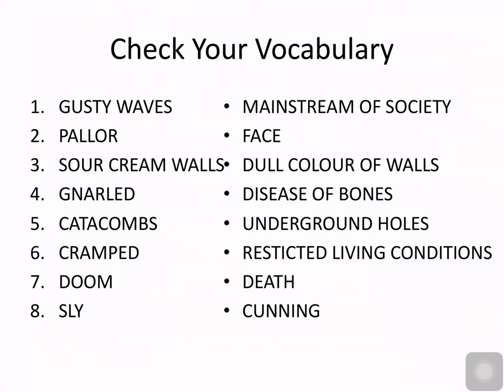Now check your vocabulary. The first phrase is gusty waves. Gusty waves actually refer to the developed or main world, the mainstream of society. And the next word is pallor. Pallor means paleness of face. Sour cream walls, that is there in the second stanza, means dull color of walls.